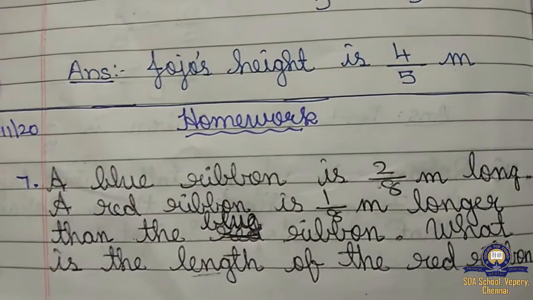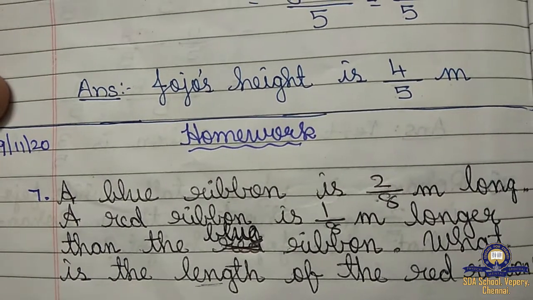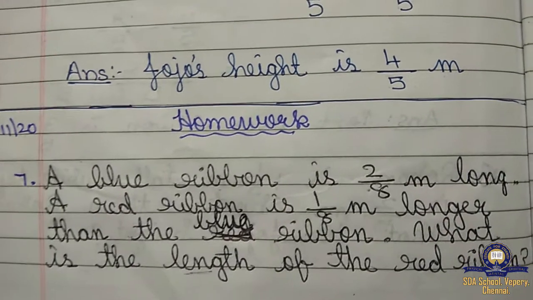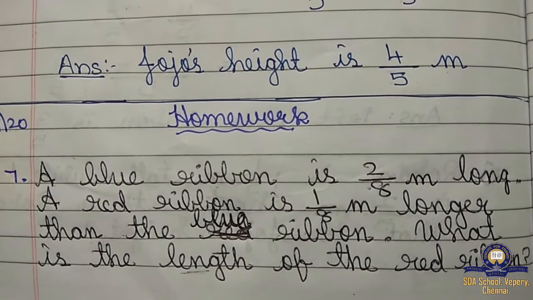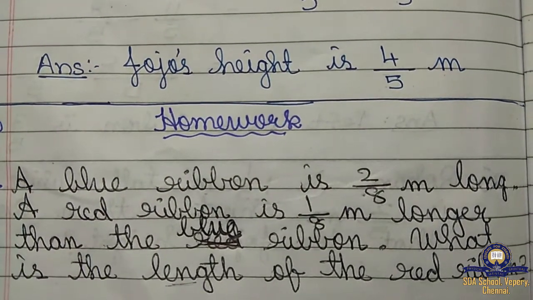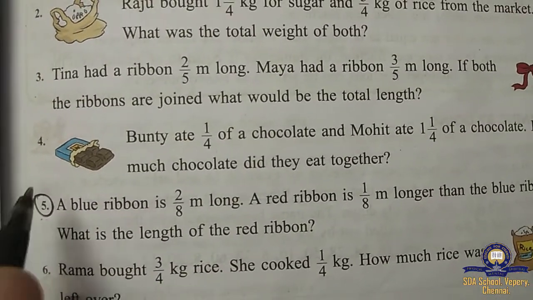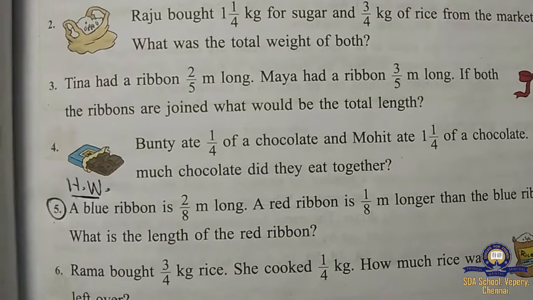Will you do it, children? I think all will complete. If you send the homework, I feel very happy. Okay, children? You do this sum. If you have any doubt, you can ask me or send me on WhatsApp. Children, this is the homework sum. In the book, the fifth sum is homework. Okay, children?